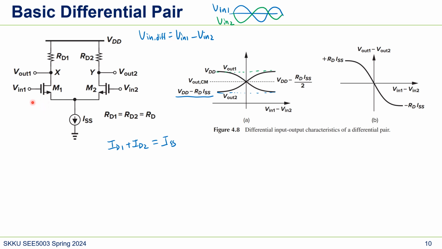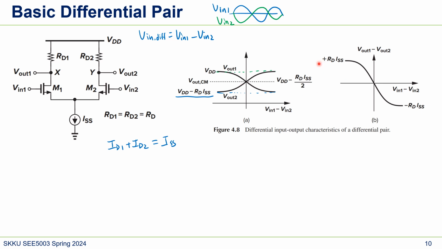Also, if V in is large, that means a larger VGS. The current of M1 is defined as 1 over 2 mu n COX times (VGS1 minus VTH) squared. So if the voltage here is large, then because of the large VGS1, the current becomes larger. This graph is basically the same graph, but the y-axis changes to V out 1 minus V out 2.